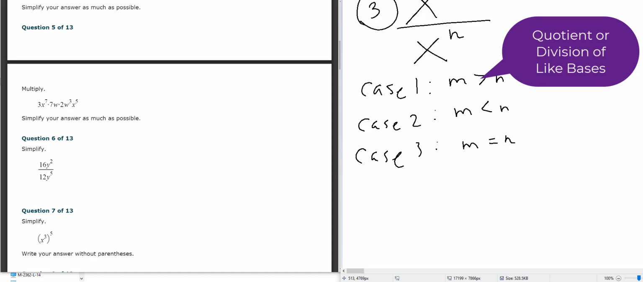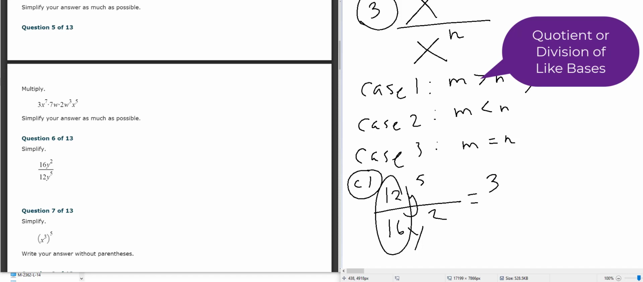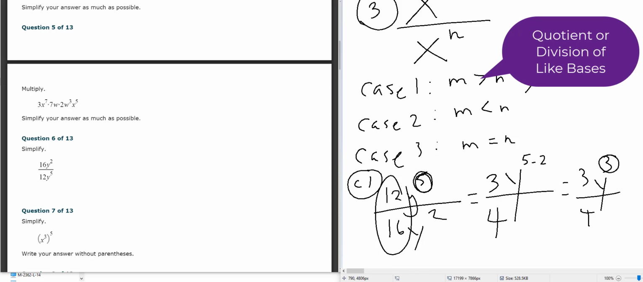So the one that they gave us is case 2, but let's look at an example of case 1. I'm just going to reverse it: 12y to the 5th over 16y to the 2nd. So I'm doing case 1, and instead of doing our exact problem, I flipped it over so that the biggest exponent's on the top. What the rule says is that in case 1, you just subtract the exponents, m minus n. And any fractions you have, you reduce. So 4 will go into both of those, so that's going to reduce to 3/4. And when I do my exponents, I do it in the numerator, and I get 3 over 4 y to the 3rd. Because the larger exponent's in the top, the exponent and the base end up in the top.